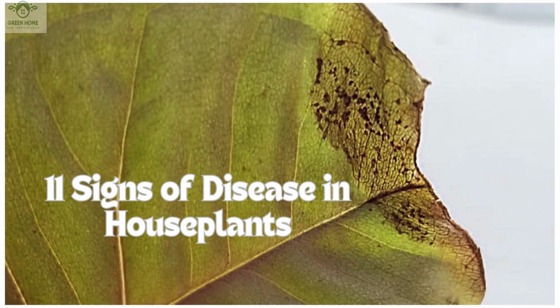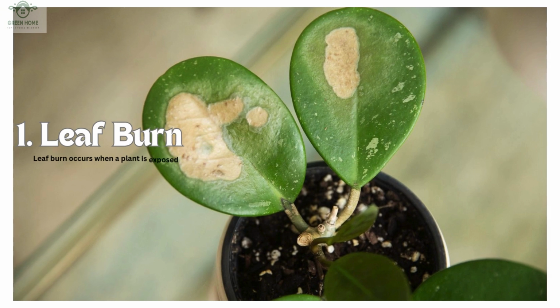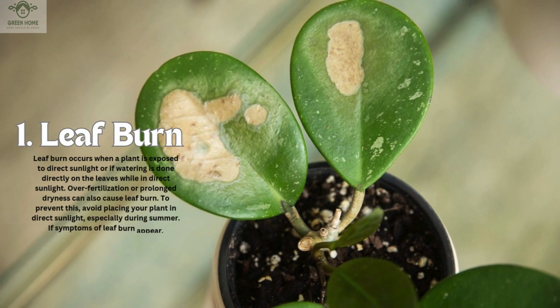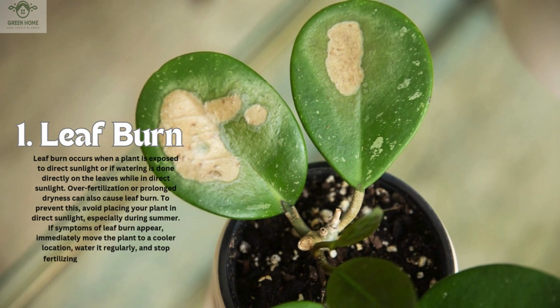11 signs of disease in houseplants. 1. Leaf burn. Leaf burn occurs when a plant is exposed to direct sunlight or if watering is done directly on the leaves while in direct sunlight.